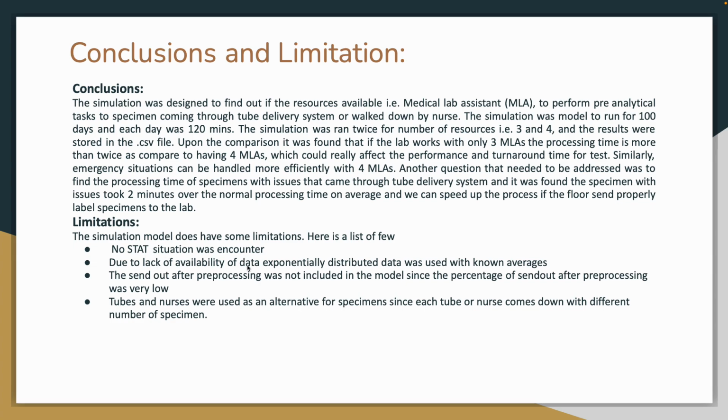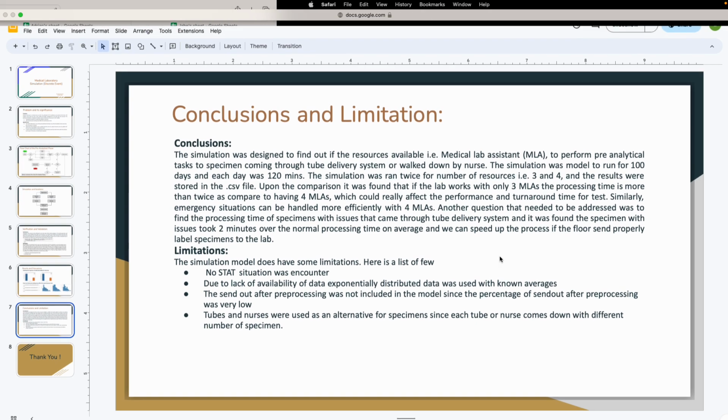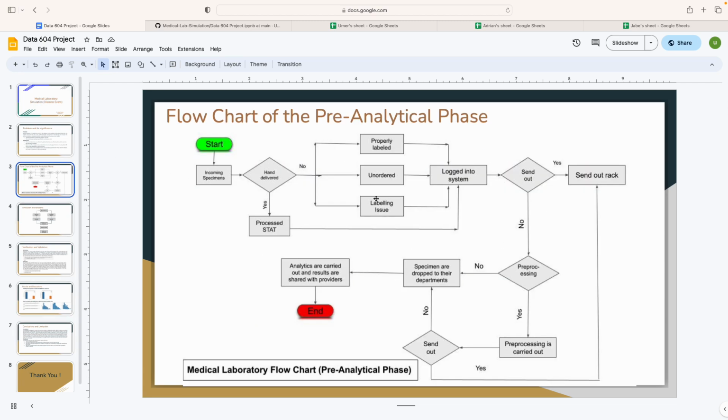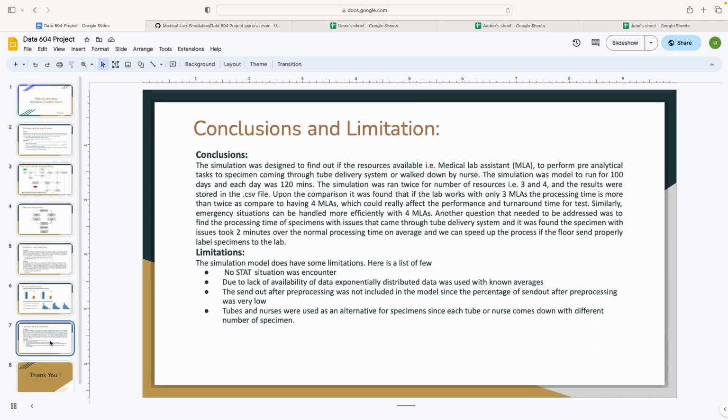And due to lack of availability of data, the distribution was just taken as exponential, because the best that I could do was to find out the actual averages, and I used that with exponential distribution for everything, which is a limitation to this project. The send out after pre-processing was not included. If you could go back to the flow chart, this step was actually not included since it's like one tube out of 100 and it requires code and complicates the overall process, so I just kind of neglected that and I did run the simulation without this.